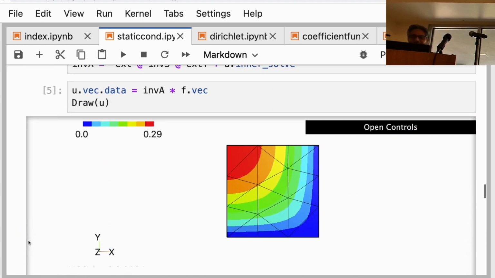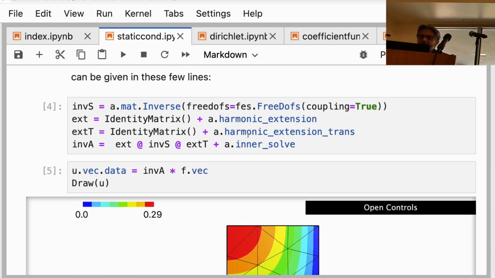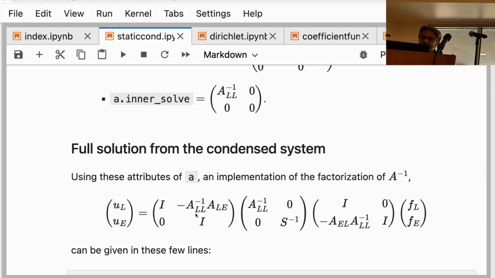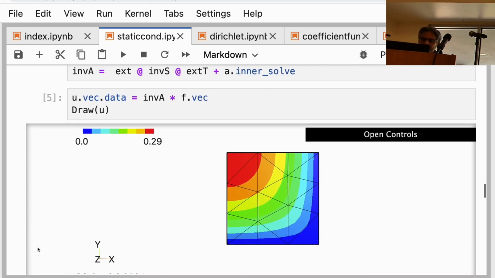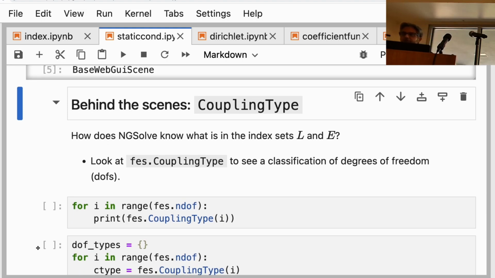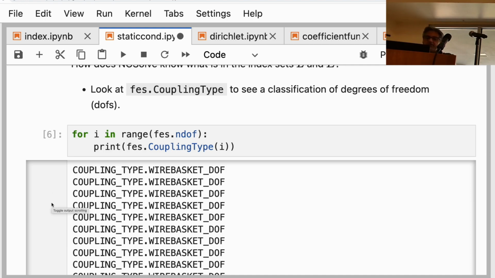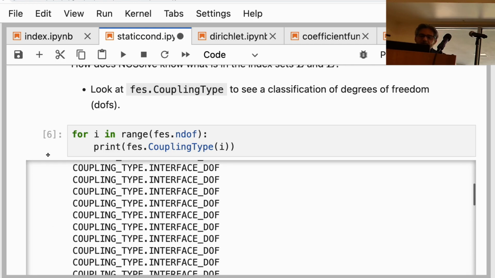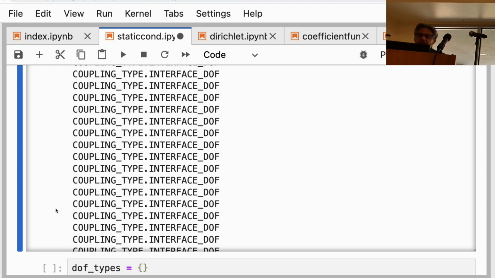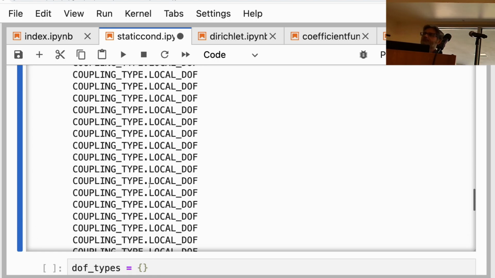Okay, so a few more words of explanation before we quit this tutorial. In order to compute these things, NGSolve needs to know what is L and E, which is in this block partitioning. There were these index sets L and E, and it's important to know the way it knows that, because it's a unified framework for all finite element spaces, not just the Lagrange finite element space, and the implementation is using this coupling type. So if you take any finite element space, you can ask the finite element space to tell you the coupling type of every degree of freedom it has, and it's going to print out a whole list of things. And you see there is something called the wire basket degrees of freedom, etc., and then interface degrees of freedom, etc., and then local degrees of freedom.